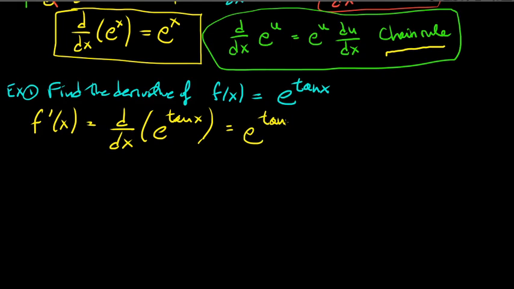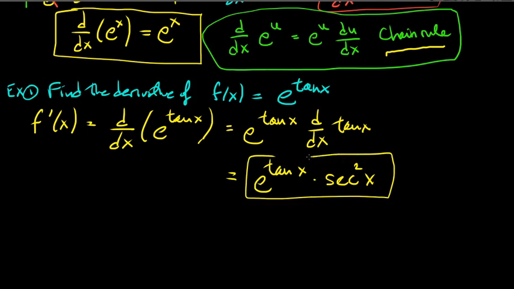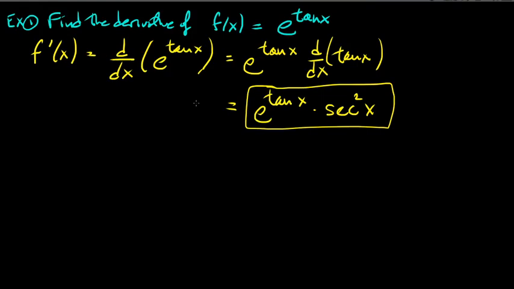So tangent of x. But you can't leave it like that because there is a chain rule. We have to take the derivative of the exponent, the derivative of tangent x, by the chain rule. And I'm hoping you remember the derivative of tangent x, none other than secant squared of x. Not a hard one, but if you forget the chain rule, you're going to forget the secant squared of x part. So I'll let you think about this one.